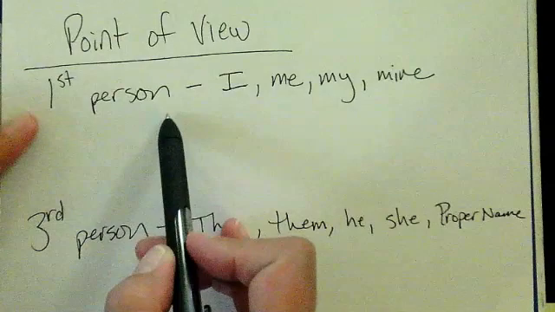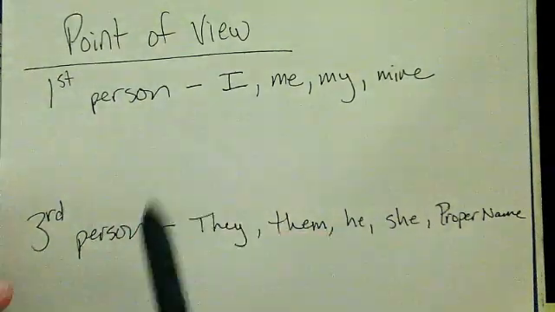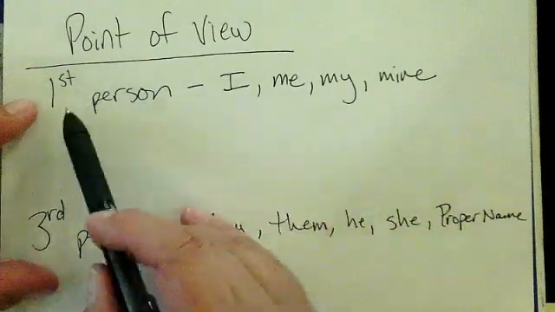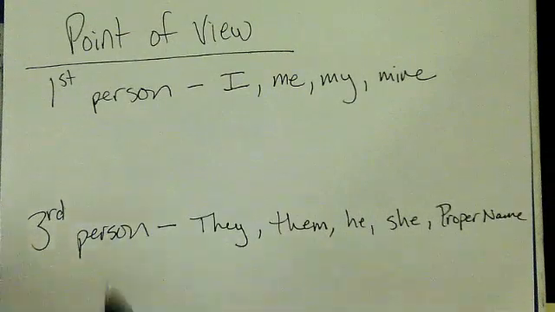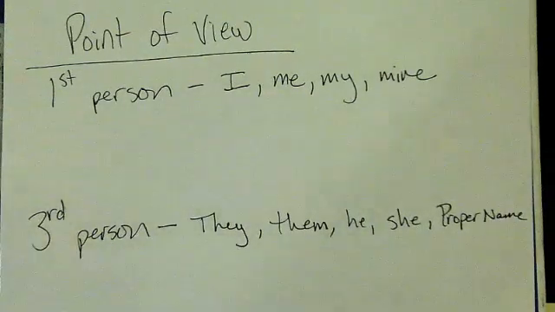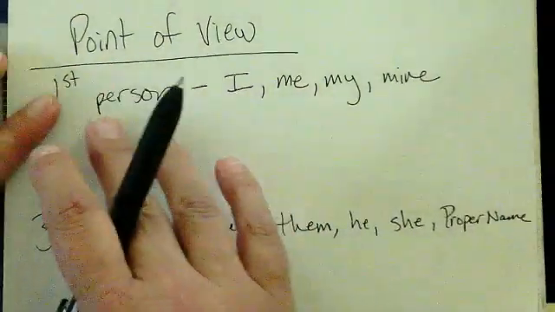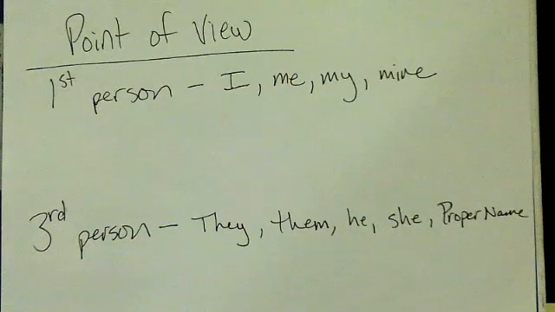So first person is all about the speaker. I, me, my, mine, me. Okay? Third person is from the narrator's point of view. So it's they are doing this, he is doing that, she is doing that. It's third person. The narrator is telling a story about them. Versus first person, where the narrator is telling a story about themselves. So let's look at our poem and figure out what point of view our poem is in.